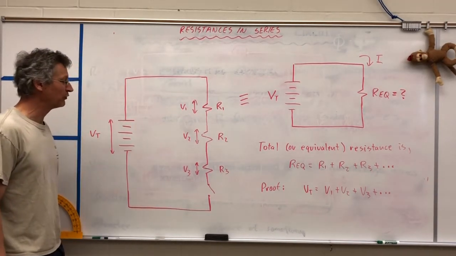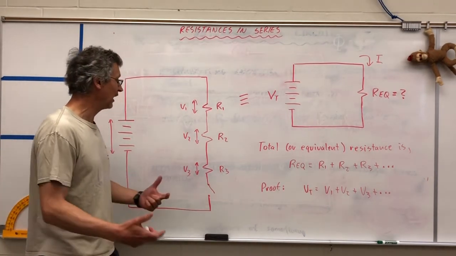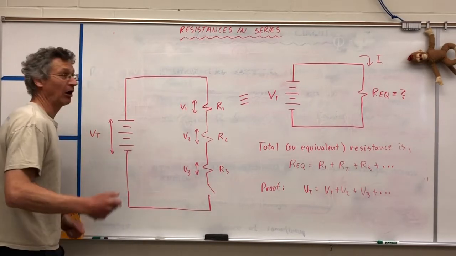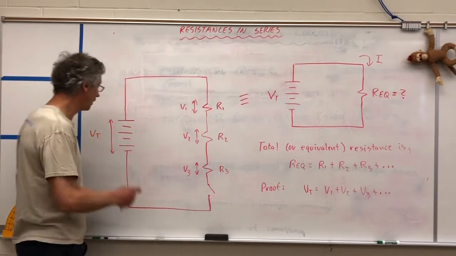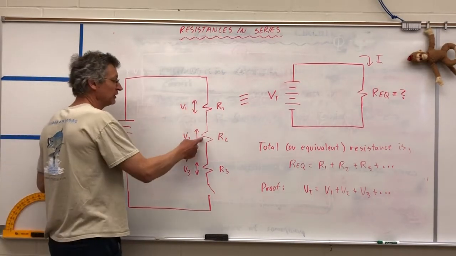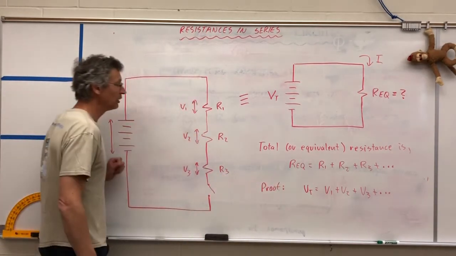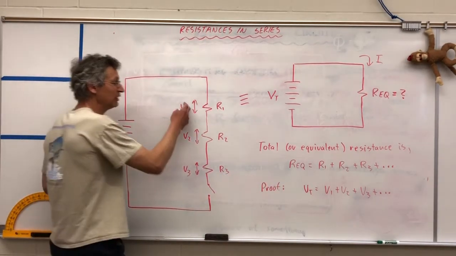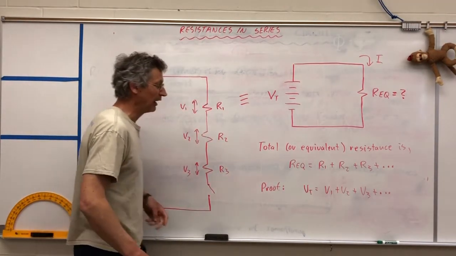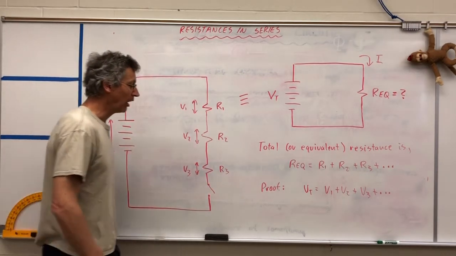If we're going to prove that, let's start off with something that we know for a fact. And what do we know about this circuit for a fact? Well, remember, it's Kirchhoff's second law. The voltage increase is going to equal the voltage decreases, right? The voltage increase, Vt, is going to equal the voltage decreases: V1 plus V2 plus V3, and so on and so forth if there's even more resistances.